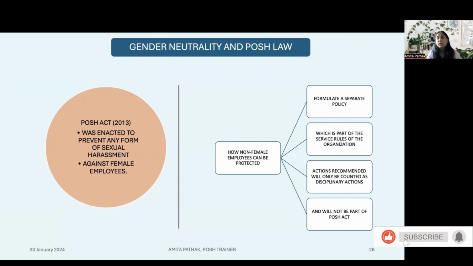Dear friends, the organization, if required, can implement a gender neutral policy at the workplace. And that policy can be a part of the service rules of the organization. In that policy, the organization can refer certain actions that we count as disciplinary actions for any sexual harassment. But yes, this gender neutral policy will not be part of the POSH Act, no annual returns, no formal filing. But yes, this will enhance the work culture of the organization. Women are protected in the POSH law only. So the organization, if it wants, can implement a gender neutral policy as per the requirement.